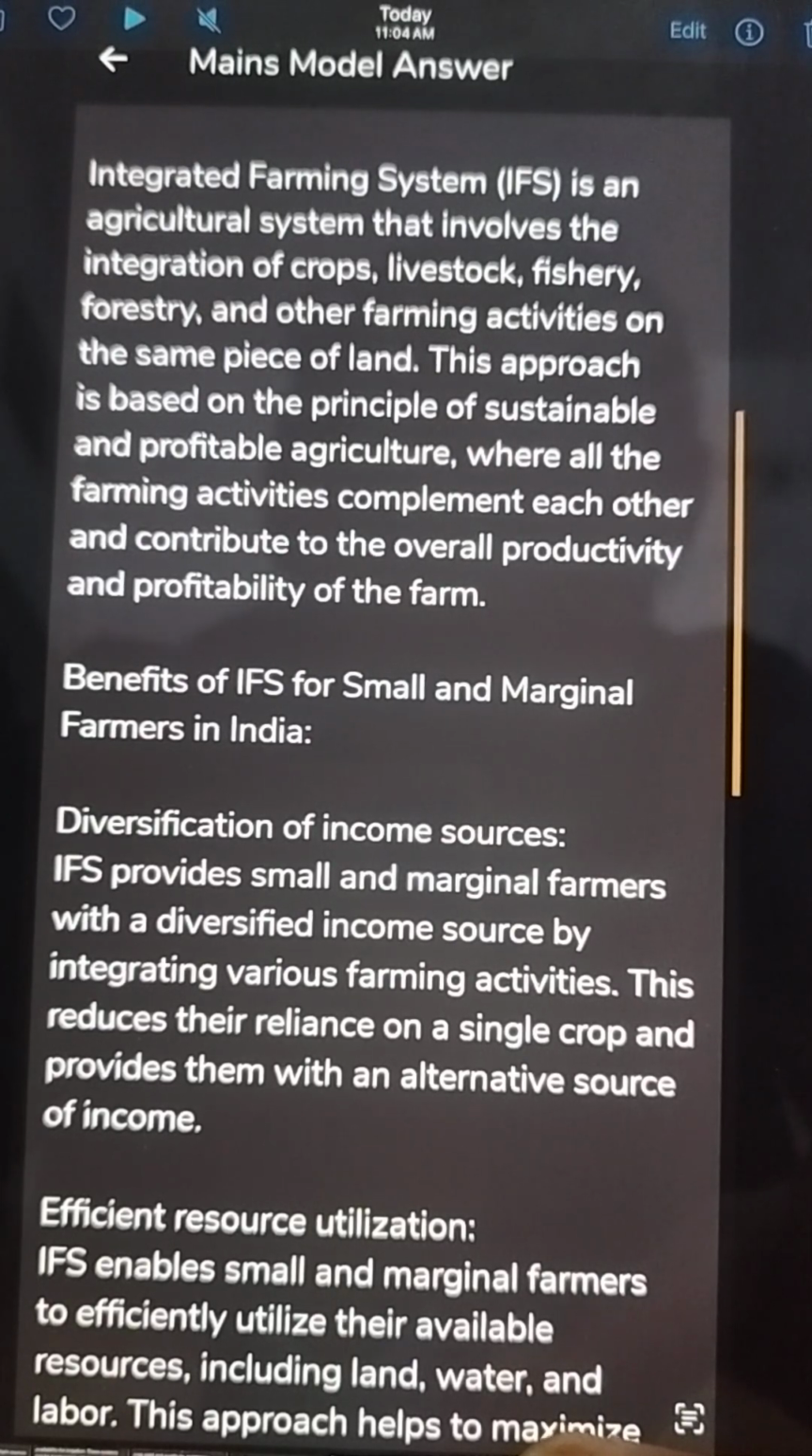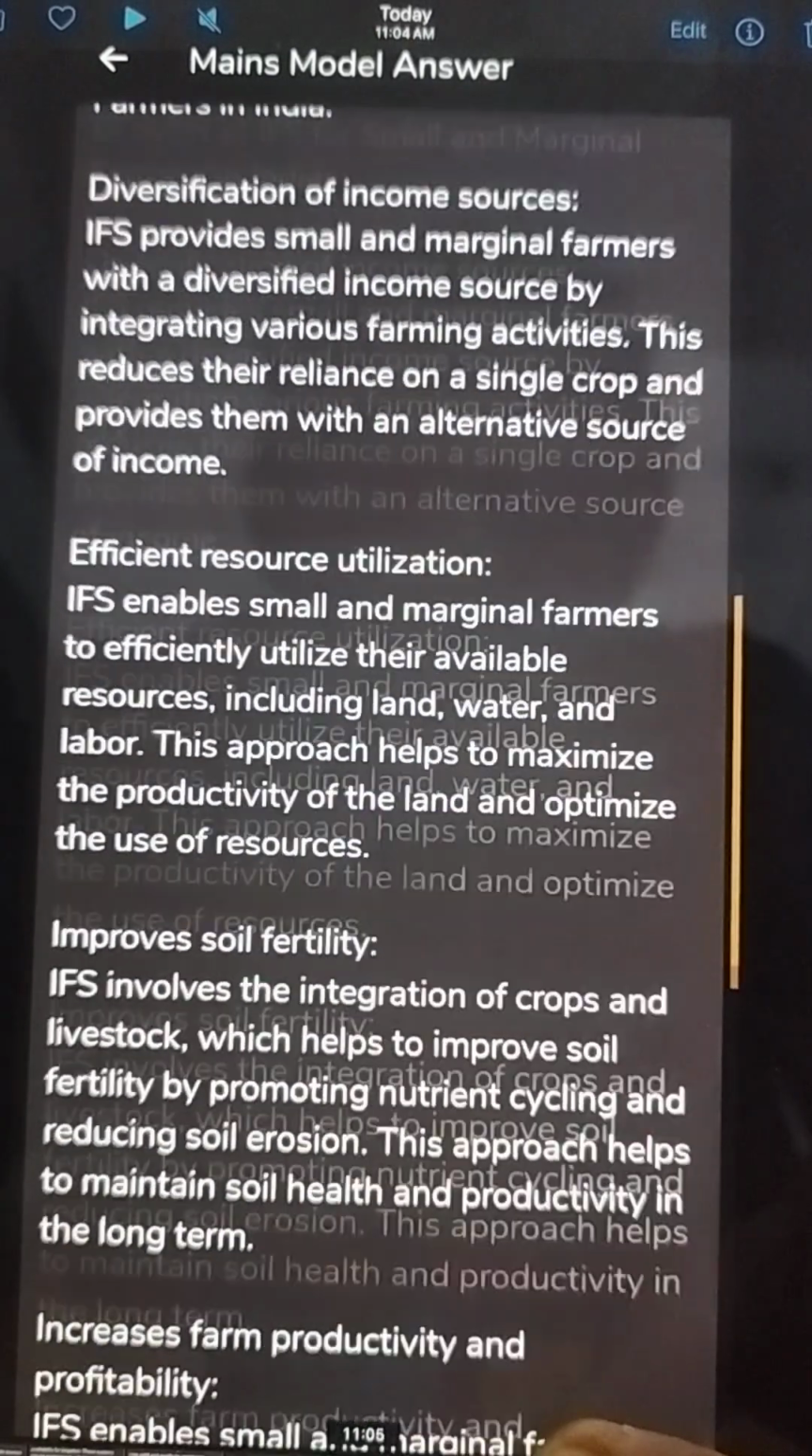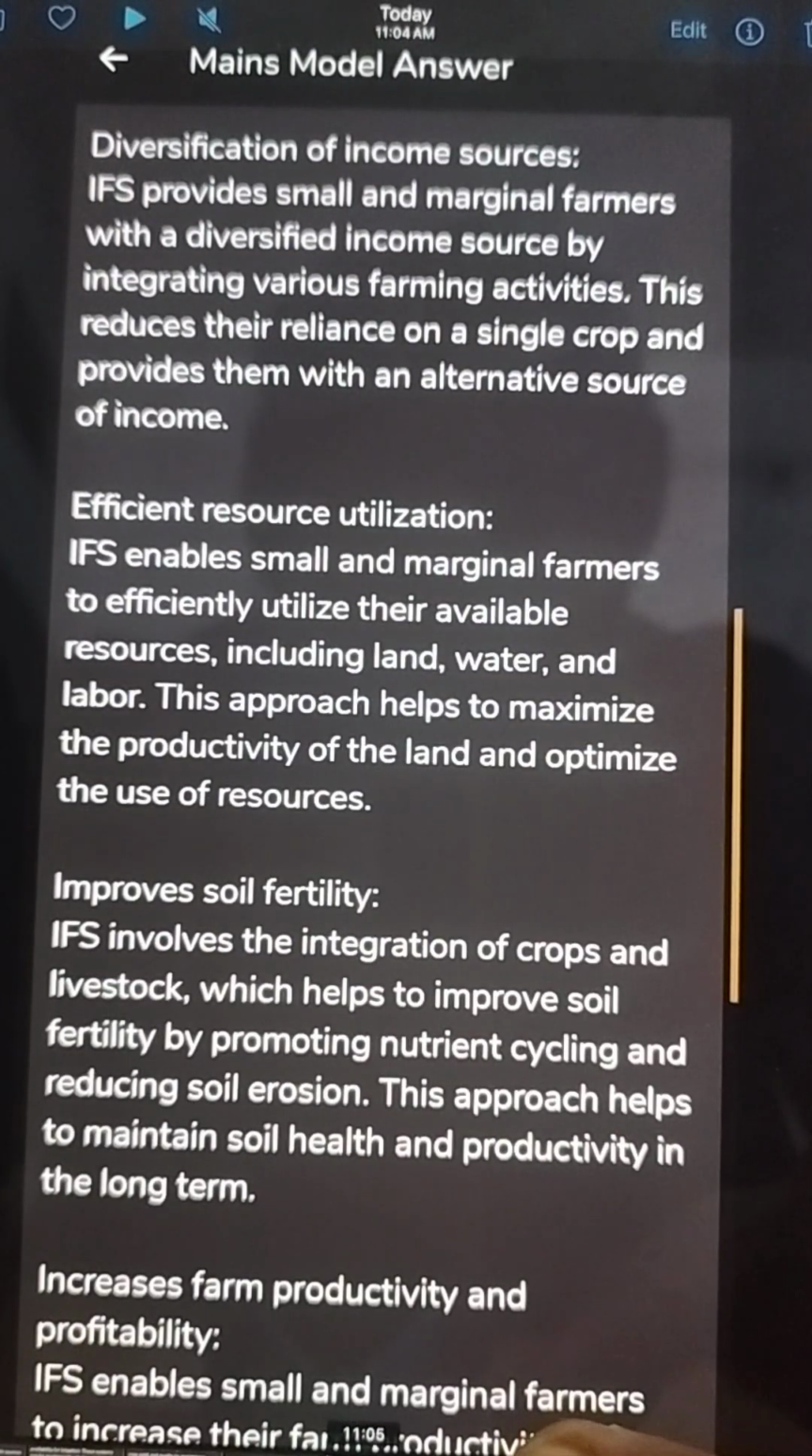Then second is efficient resource utilization. IFS enables small and marginal farmers to efficiently utilize their available resources, including land, water, and labor. This approach helps to maximize the productivity of land and optimize the use of resources.